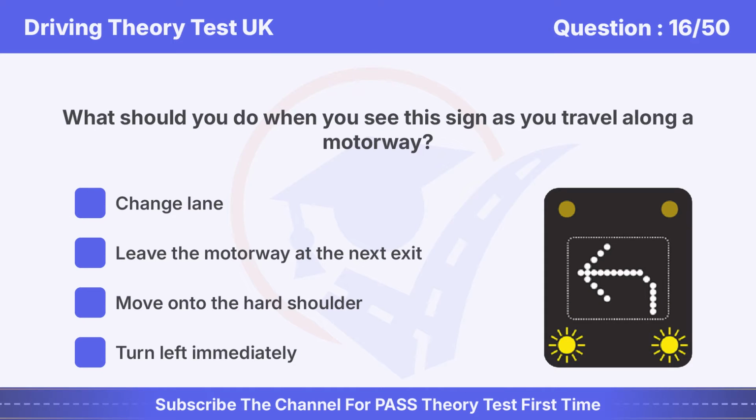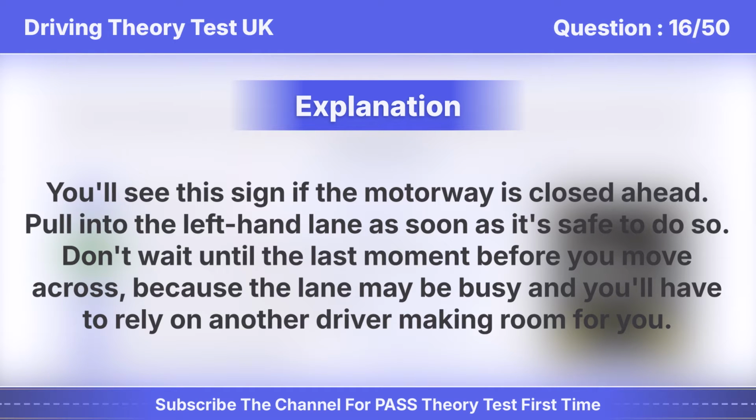Question 16. What should you do when you see this sign as you travel along a motorway? Answer is B. Leave the motorway at the next exit. You'll see this sign if the motorway is closed ahead. Pull into the left-hand lane as soon as it's safe to do so. Don't wait until the last moment before you move across, because the lane may be busy, and you'll have to rely on another driver making room for you.